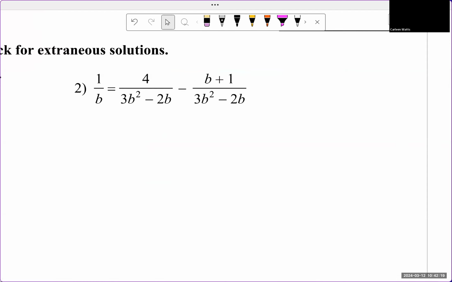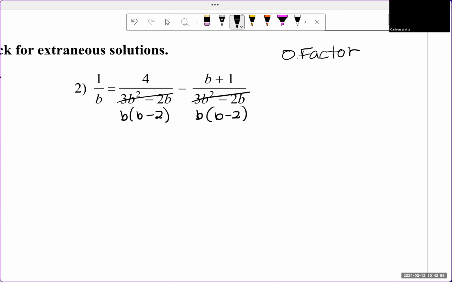Okay, before we start, step zero: let's factor. What type of factoring are we going to do here? What do you notice about 3b squared minus 2b? GCF. Ding, ding, ding. Okay, so this is b and b minus 2, and b and b minus 2.